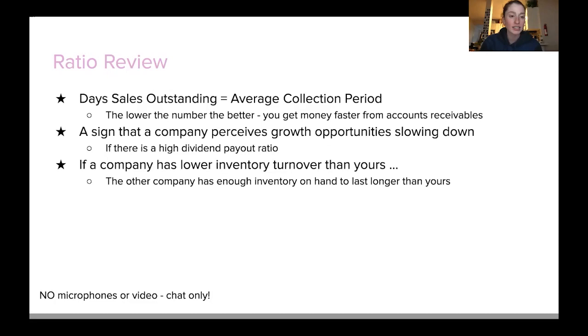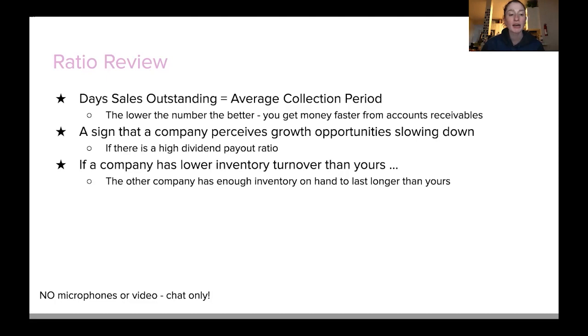First one is days sales outstanding, also known as the average collection period. This is another area where you really need to study the vocab. Professor Roden is really good at switching vocab words in and out on the exam, so you just really know your stuff and keep studying it. For days sales outstanding or average collection period, the lower the number, the better. And this means you get money faster from accounts receivable.